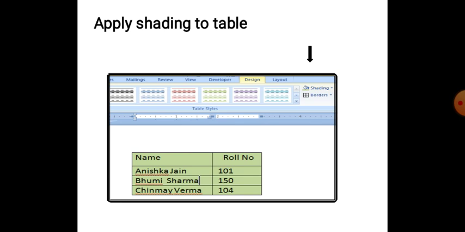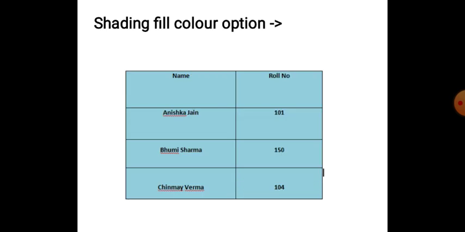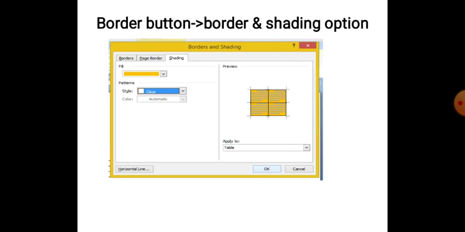Next, we can apply shading to the table. Shading means filling color. We use the shading button that is on the Design tab. The shading option is used to fill color in a table. For shading, we can also use the border and shading button. In this, we will find a shading tab, and when we click on the shading tab, we find a fill list box. With the help of the fill list box, we can select the color for our table and click on the OK button. This way we can apply color to our table.